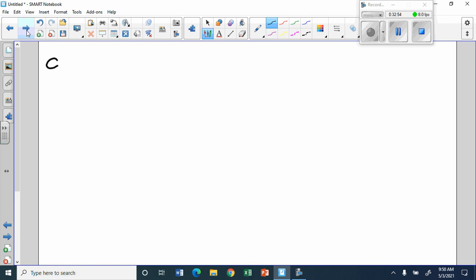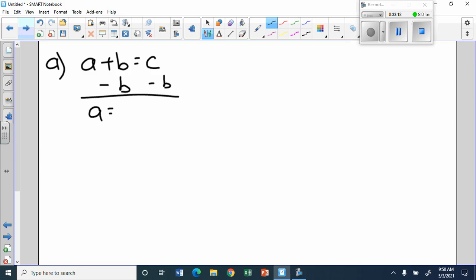So practice problem A for this lesson. We got solve for A: A plus B equals C. That's a lot different than our formula for the area of a parallelogram. If I want to solve for A, how do I get A by itself? A equals C minus B. And that's it.